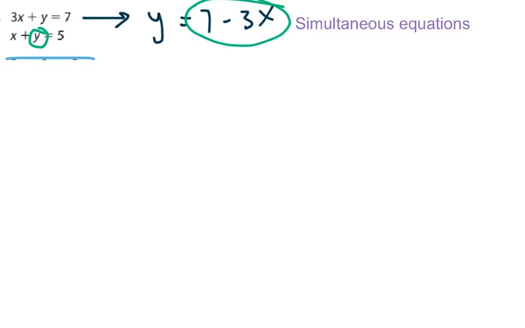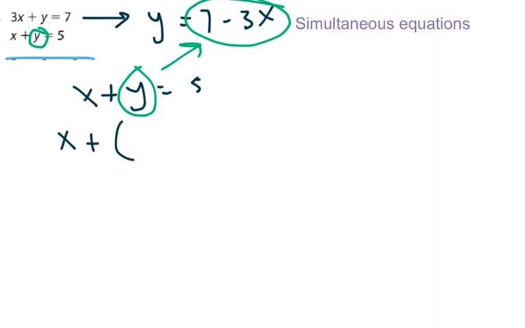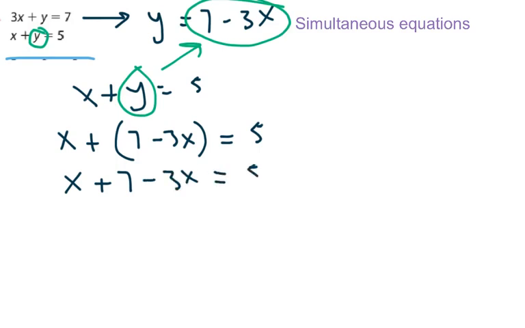So I'm now going to write in my second equation, x plus y is equal to 5. But instead of the y, I'm going to write this here. So that's going to give me x plus, I use a bracket, 7 minus 3x is equal to 5. And then I simplify. Get all my x's together. So x minus 3x, that's minus 2x, plus 7 is equal to 5. Minus 2x, subtract 7 from both sides, gives me minus 2.